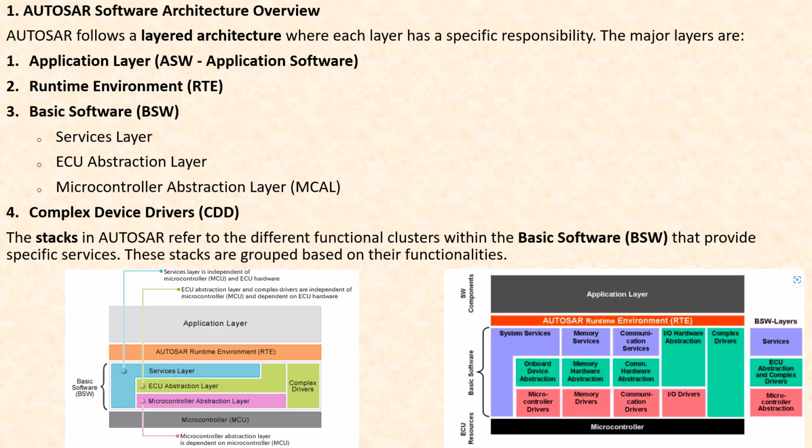Now, Autosar software architecture overview. Autosar follows a layered architecture where each layer has specific responsibility, and the major layers in Autosar are application layer, runtime environment, and basic software. And again, within basic software, there are three layers: services layer, ECU abstraction layer, and microcontroller abstraction layer.